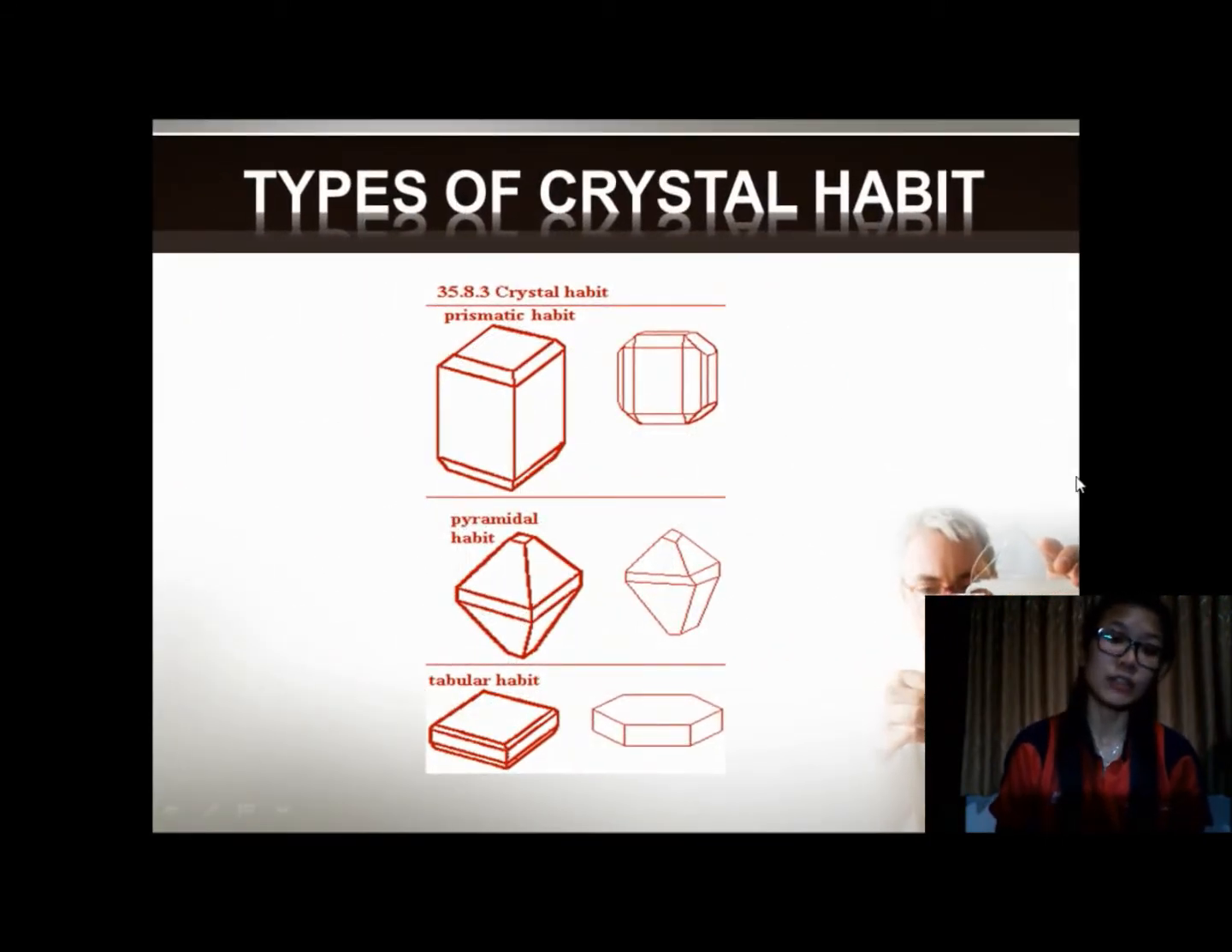Here are a few types of crystal habit. The first one is prismatic habit, the second one is pyramidal habit, and the third one is tabular habit.